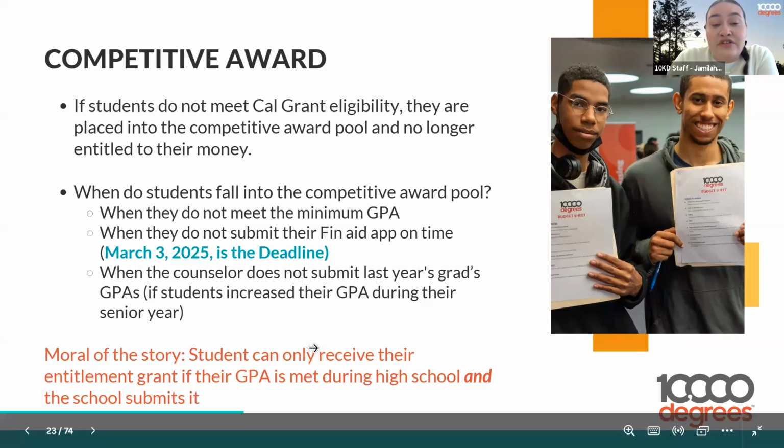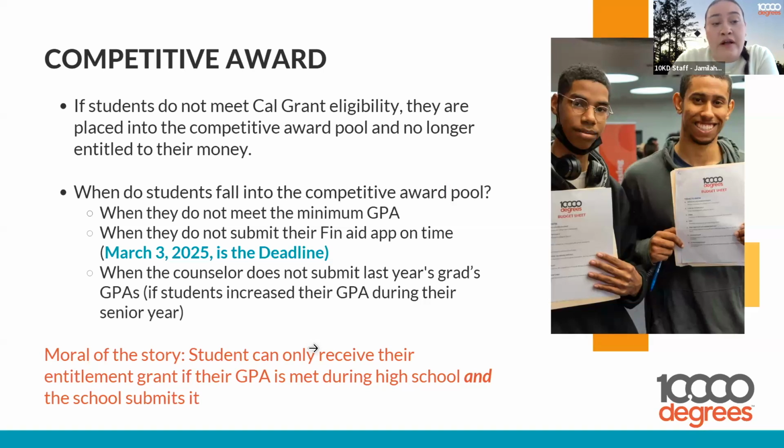a reminder, is March 3rd, 2025 for this year. And also when the counselor doesn't submit last year's grads' GPAs, if the students increase their GPA during their senior year. So the moral of the story is students can only receive their entitlement grant if their GPA is met during high school and the school submits it.